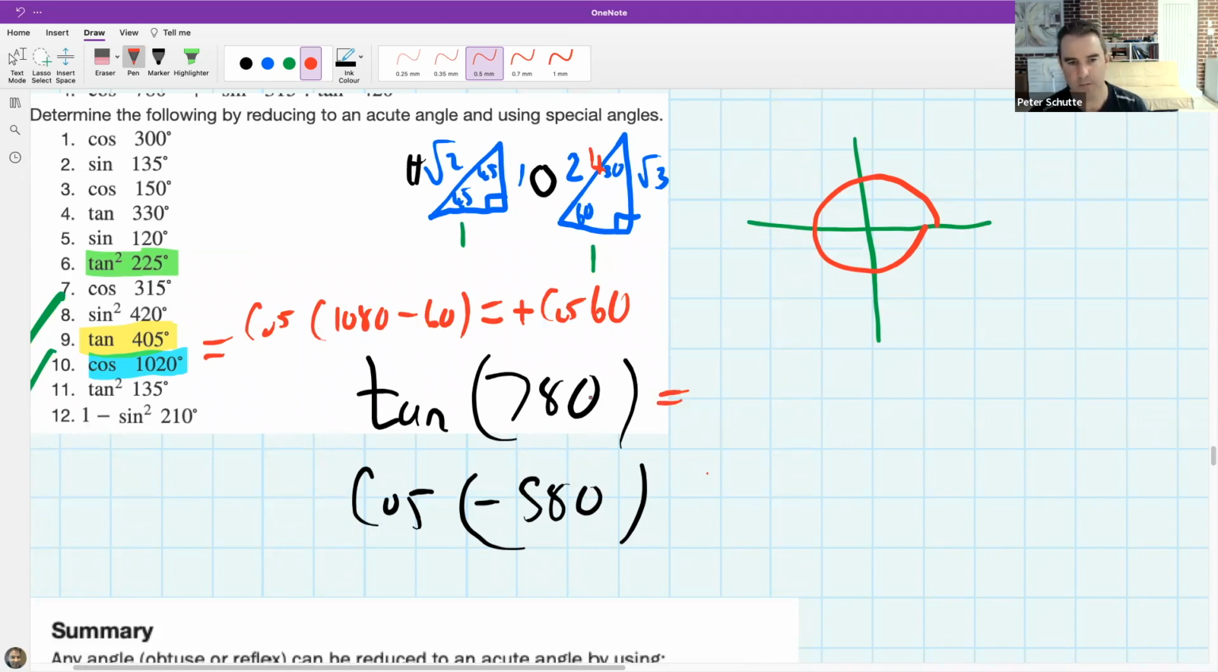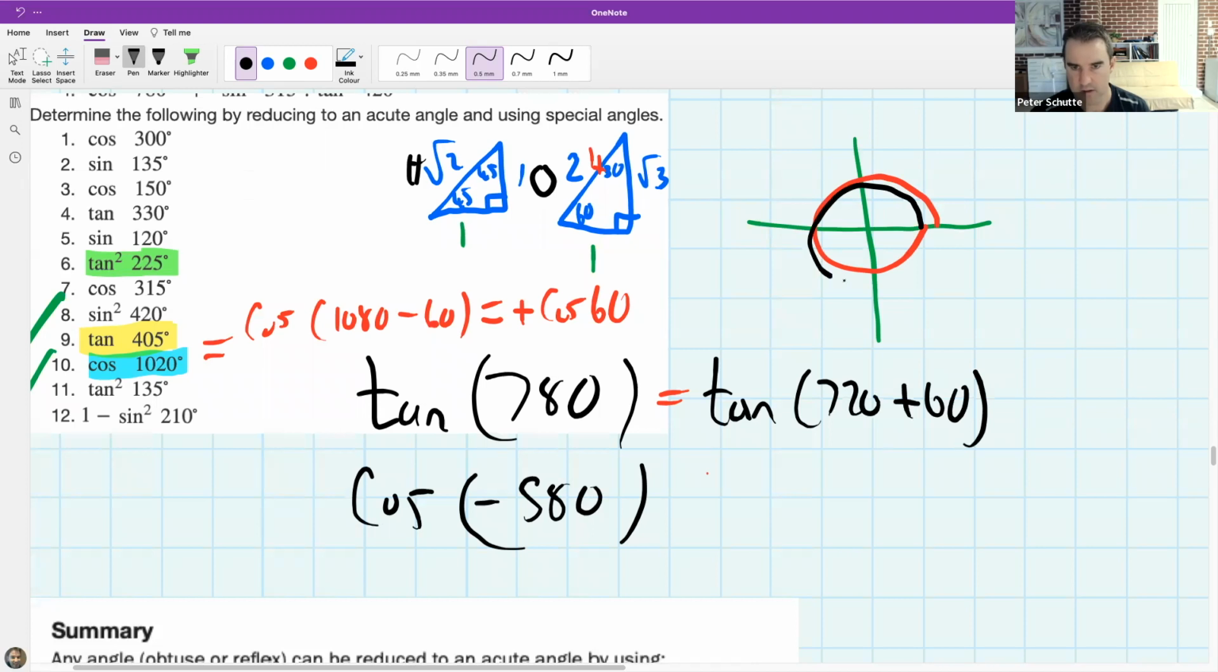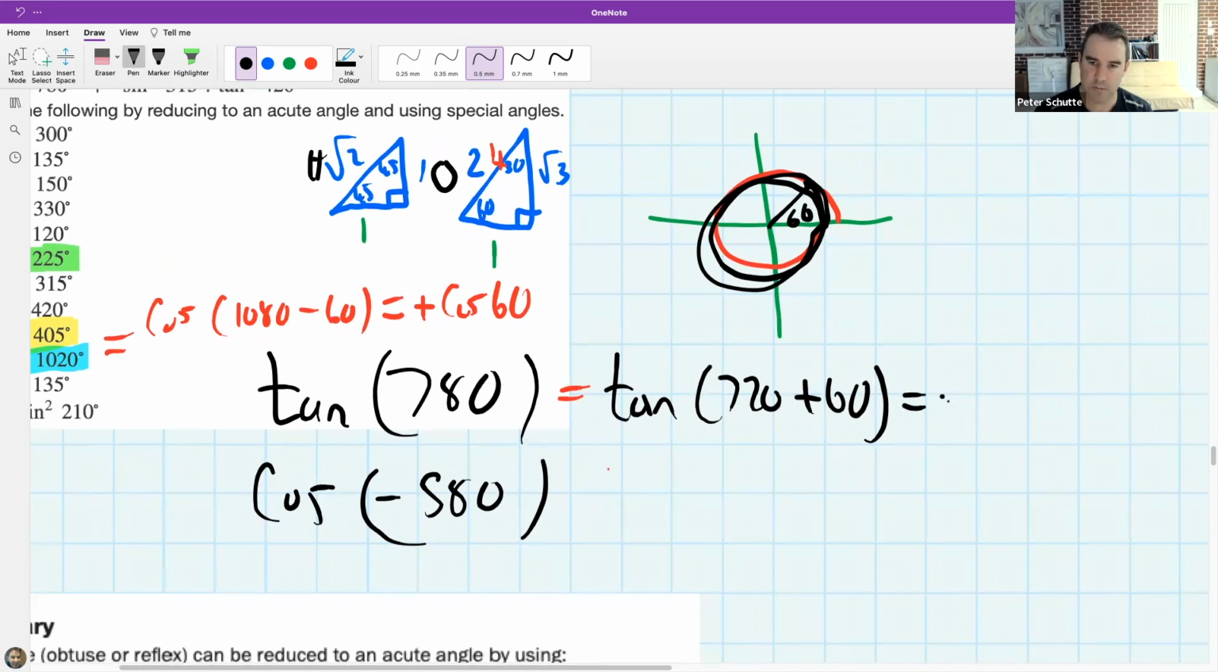So for the tan of 780, you could write this as tan of 720 plus 60, or you could go 360, 720, and then another 60 degrees. So it feels like this should be plus tan 60. And what's that going to be? If I go to the special triangle, it's root 3, which would be the O, and the A would be 1. So root 3 over 1, whatever that is.